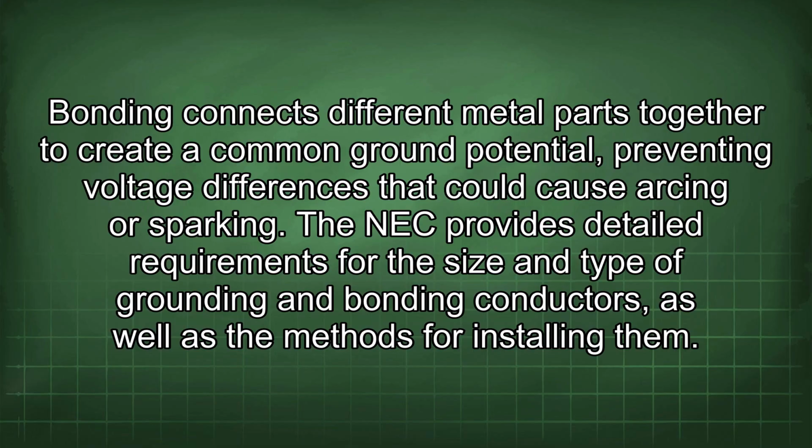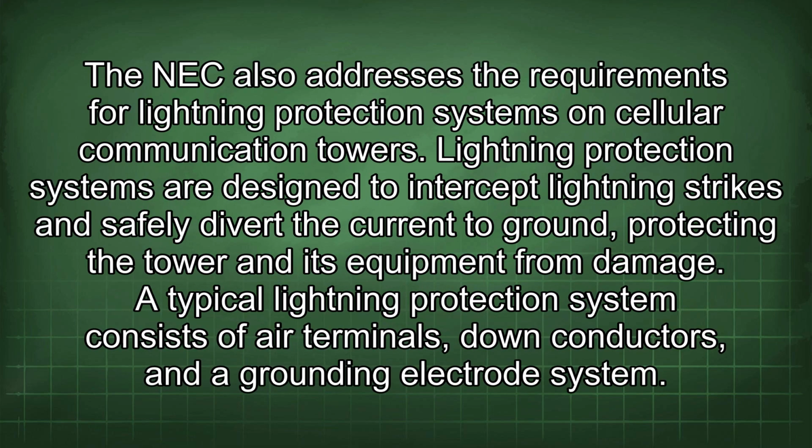The NEC provides detailed requirements for the size and type of grounding and bonding conductors, as well as the methods for installing them. The NEC also addresses the requirements for lightning protection systems on cellular communication towers. Lightning protection systems are designed to intercept lightning strikes and safely divert the current to ground, protecting the tower and its equipment from damage. A typical lightning protection system consists of air terminals, down conductors, and a grounding electrode system.